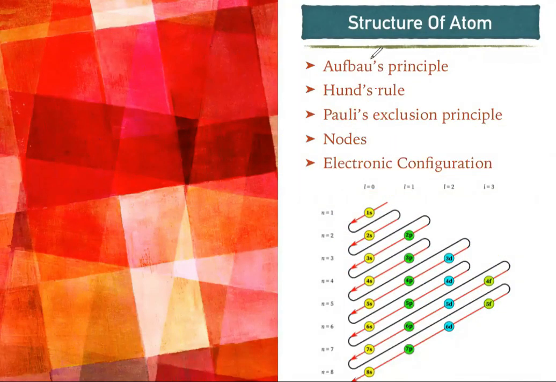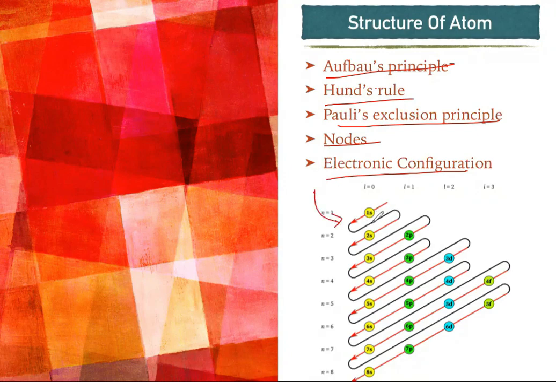In this video lecture, we are going to discuss the next part of the structure of the atom. Those are Aufbau principle, Hund's rule, and Pauli's exclusion principle. We will discuss what nodes are in detail, and we will discuss electronic configuration. How can you write the electronic configuration of an atom? This picture shows the Aufbau rule, how we can write the different orbitals. So in the slides, we will discuss in detail what this 1s, 2s is, how you can write the Aufbau principle, and using this Aufbau principle, how you can write the electronic configuration. So without a doubt, let's start.